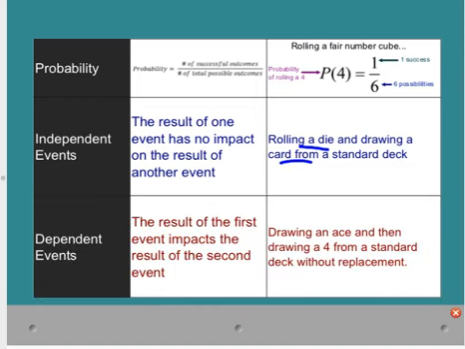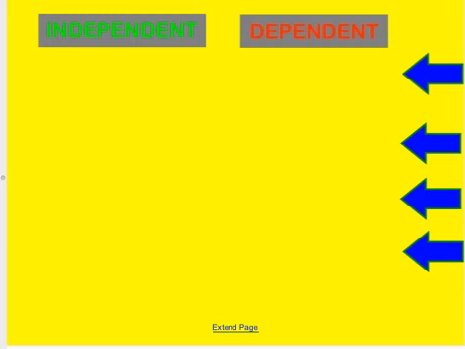Now, dependent events: the result of the first event impacts the result of the second. So drawing an ace, and then drawing a 4 from a standard deck without replacement. If I don't put that ace back in the deck, now there's not 52 cards, there's only 51. So you've got to start listening and paying attention to very specific things.